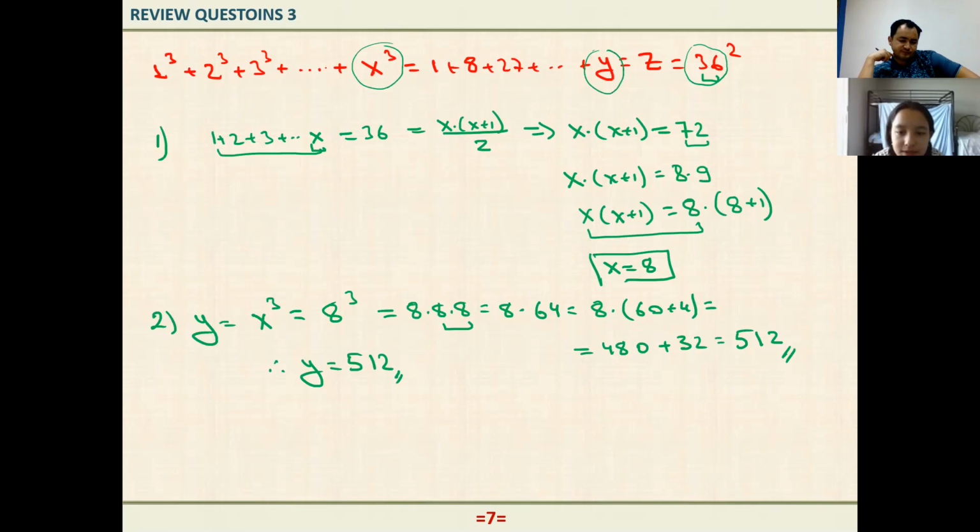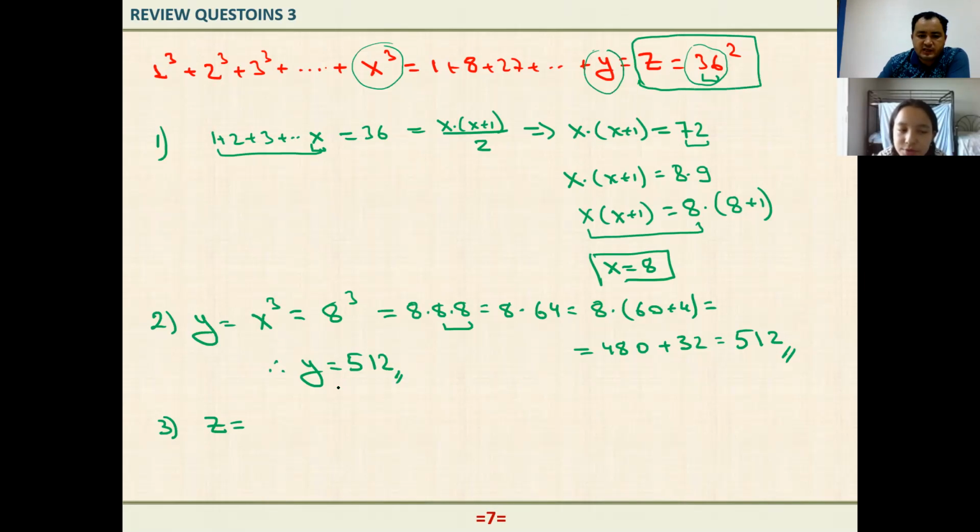Oh. Okay. So now can you tell me the value of z, Shahina? What is z then? Since y equals 512. Wait. z equals. Can you see this? z equals this thing, right? Look at this part.